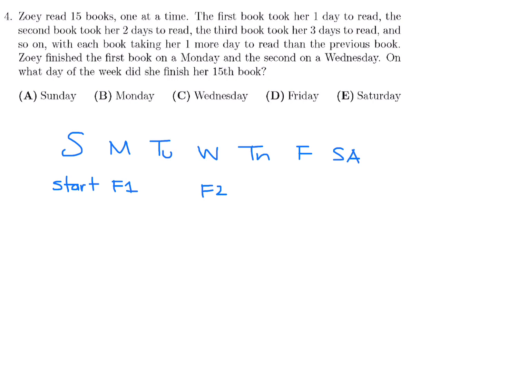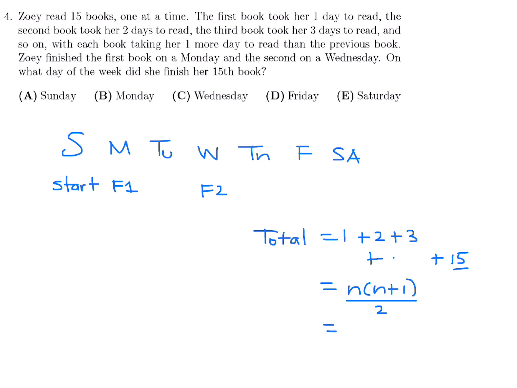So after 15 books, they want you to figure out what day of the week. Well, the total number of days is going to be 1 for the first book, 2 for the second book, 3 for the third book, and so on, right? Dot, dot, dot, all the way up until 15. And this, as I'm sure you know, has that formula n times n plus 1 over 2, where n is the last number. So it's 15 times 16 over 2, and that's 8 times 15, which is 120.